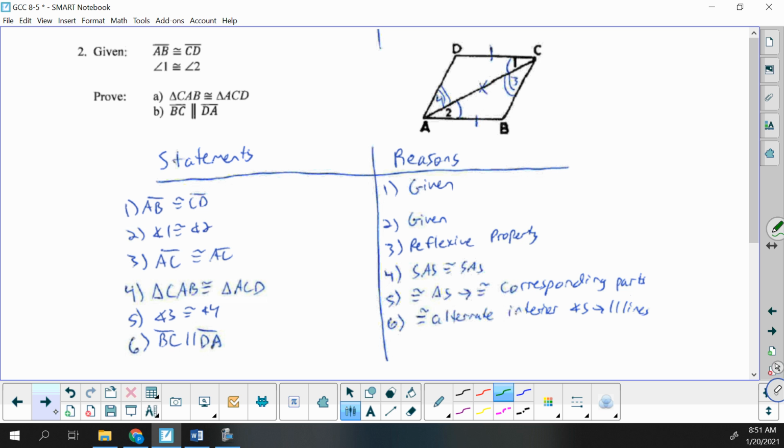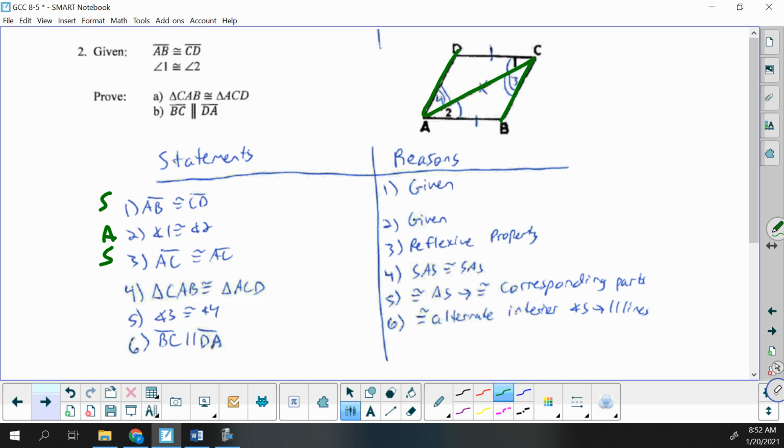All right, in this one, we were given AB and CD congruent. We had angle 1 and angle 2. Well, that gave us a side and an angle in our triangles. We can do a reflexive property easily to get another side. So we've got side, angle, side. We wanted parallel lines again. We wanted BC and DA. So trace your BC and DA and do your zigzag.